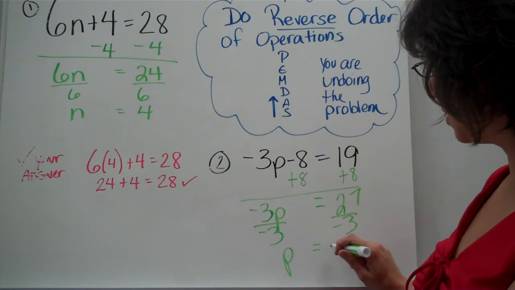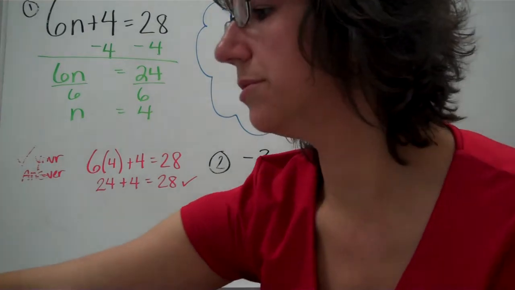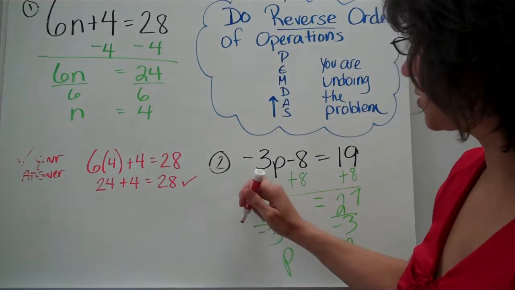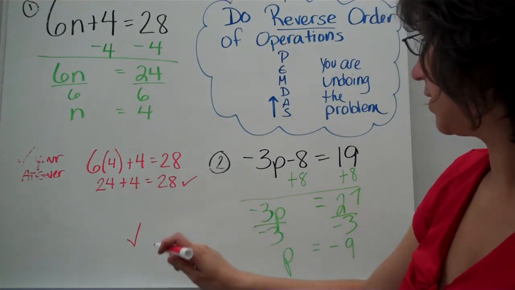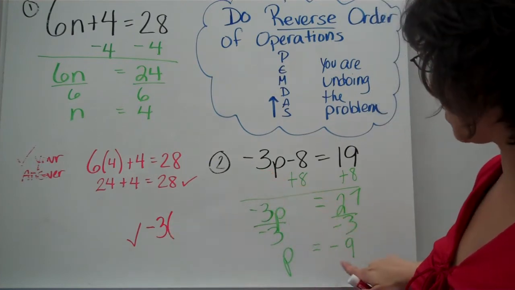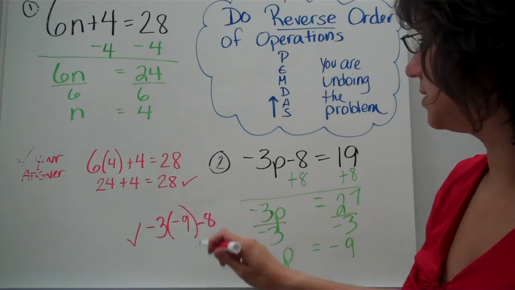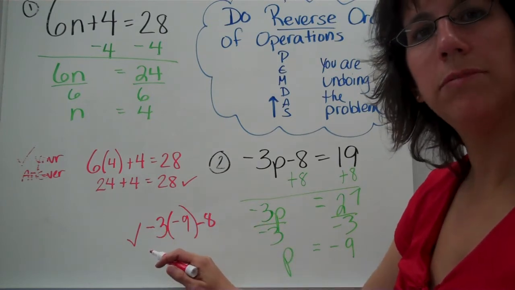P equals negative 9. Now remember, it's always important to check your answer and make sure it looks right. Let's go back to our original problem. We're going to check our answer here. Negative 3 times p: take out the p and put in the number you came up with. Negative 9 minus 8.